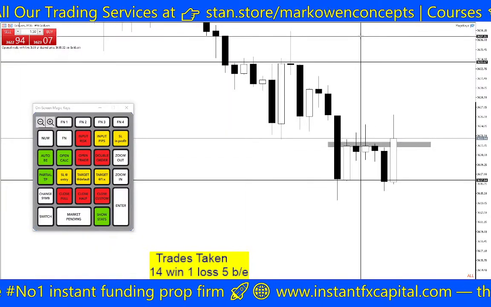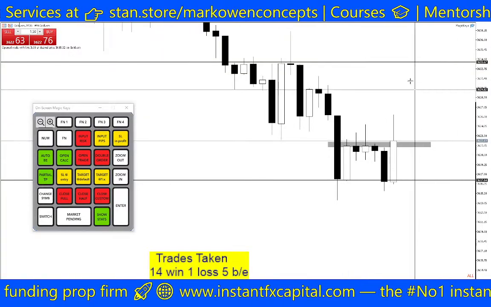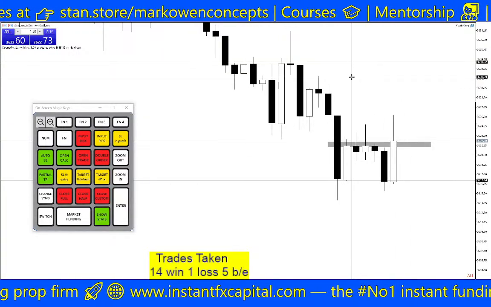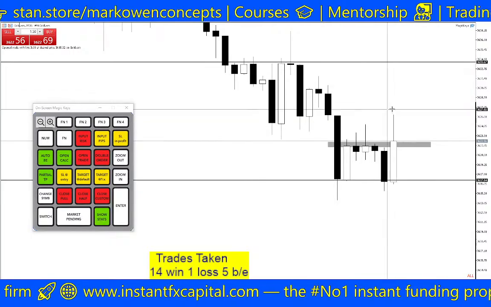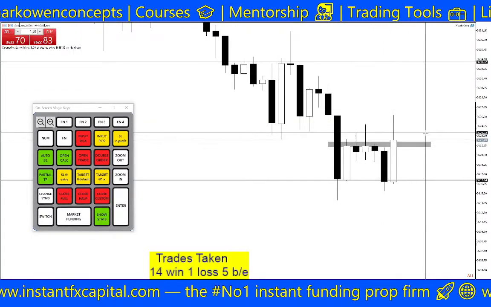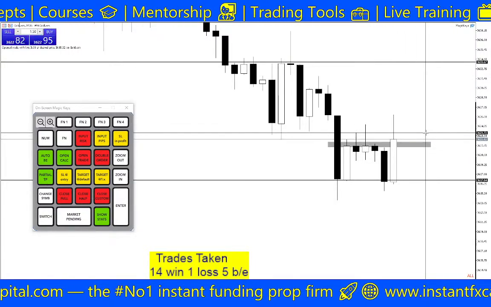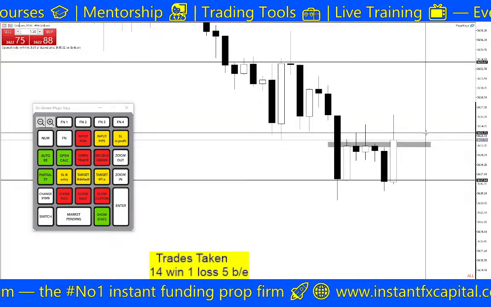We've got 1 minute until the news, guys. 1 minute until the news, and I'll be looking to trade to fade the news. So I want to see a spike up. If I see a spike up, I'm going to sell the low of the news candle. Okay, that's what I'm looking for.